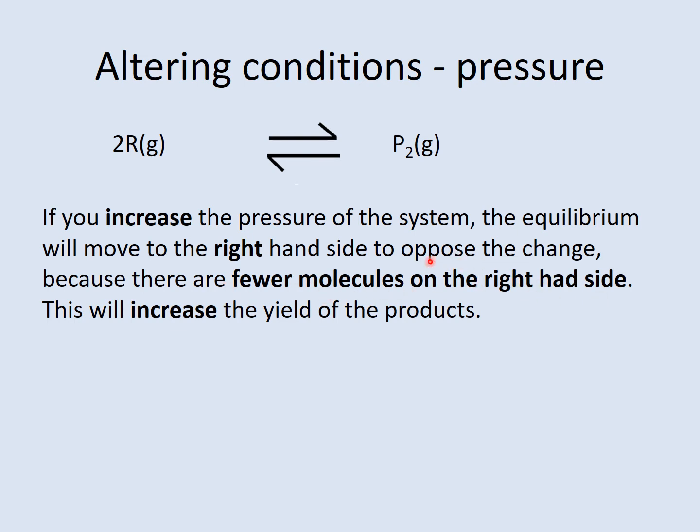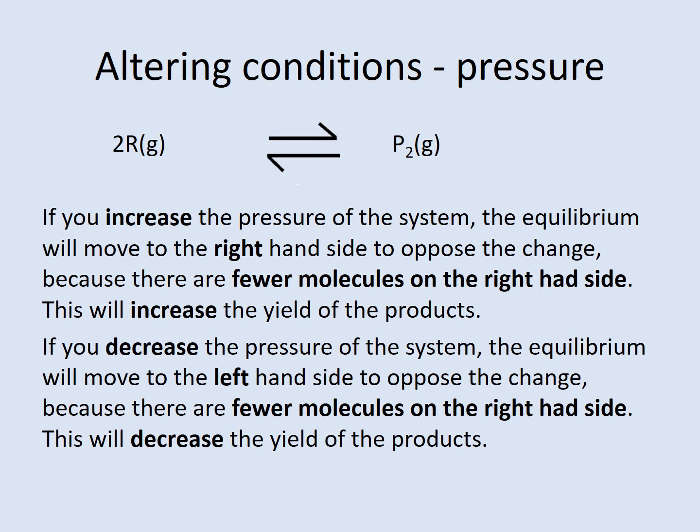Okay, so pressure is all about things bouncing around. So there are two particles of R on the left, and there's one particle of P on the right. So therefore, this side, the left side, would exert a greater pressure. So if you increase the pressure, it tries to reduce it. So it goes to the right-hand side, therefore increasing the yield of P2.